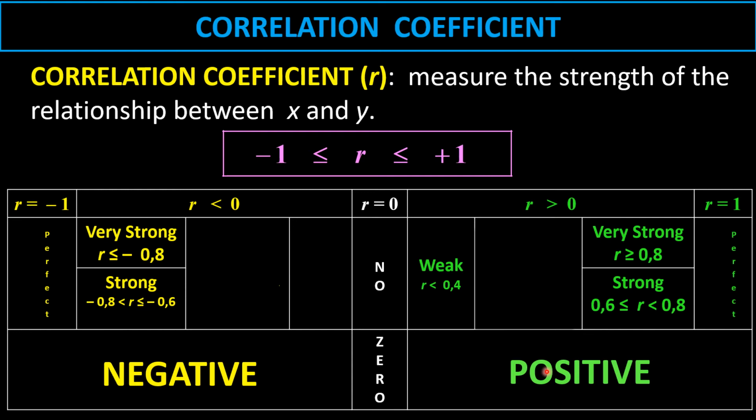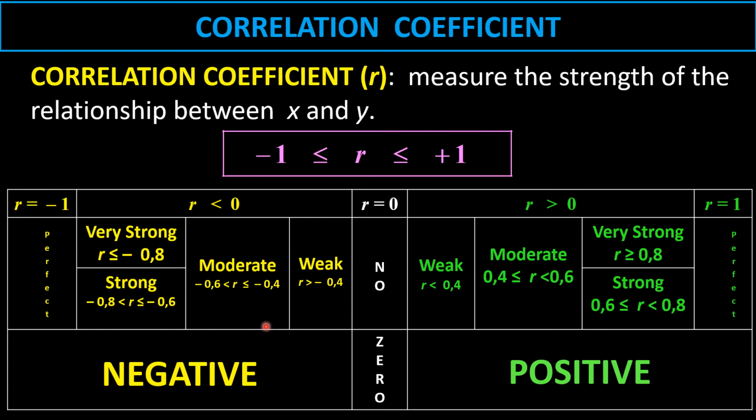Then we have weak. Can you see this weak one here is very close to the 0. So if R is less than 0,4 or R is greater than -0,4, that will be weak correlation. And then we've got the one in between the 0,4 and the 0,6. We refer to that as a moderate, right? So that's moderate, somewhere between 0,4 and 0,6. That's a moderate positive, and the same way we get a moderate negative there.